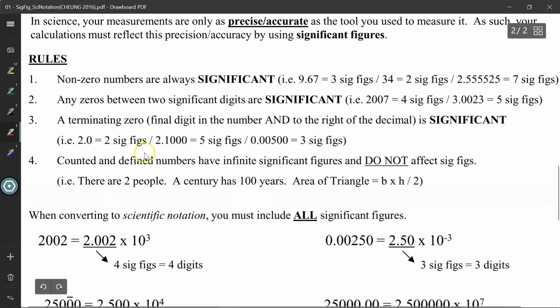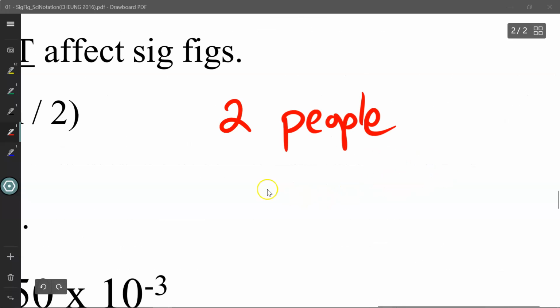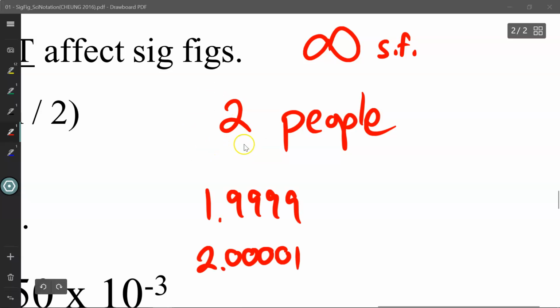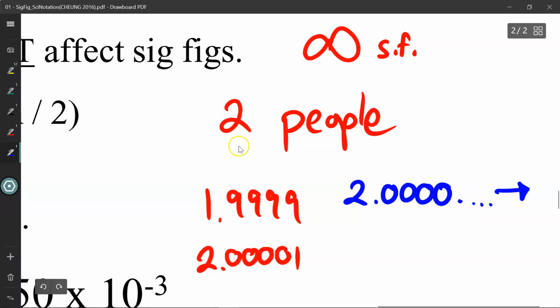Now the final rule states that counted and defined numbers have infinite significant figures, so they do not affect your sig fig calculations and you don't have to worry about factoring them in. So when we say counted values have infinite significance, what I mean is that this 2 has infinite sig figs, not just 1. That's because this 2 is not a rounded number. It's not like I had 1.999 people and I decided to round up, or I had 2.00001 people and I rounded down. No, this is 2.00000 forever. We don't have fractions of a person. You're either 2 people or 1 people, nothing in between.